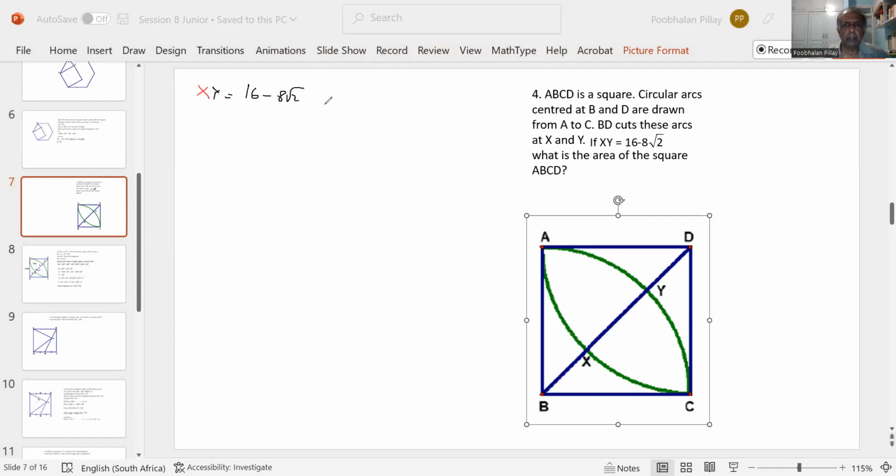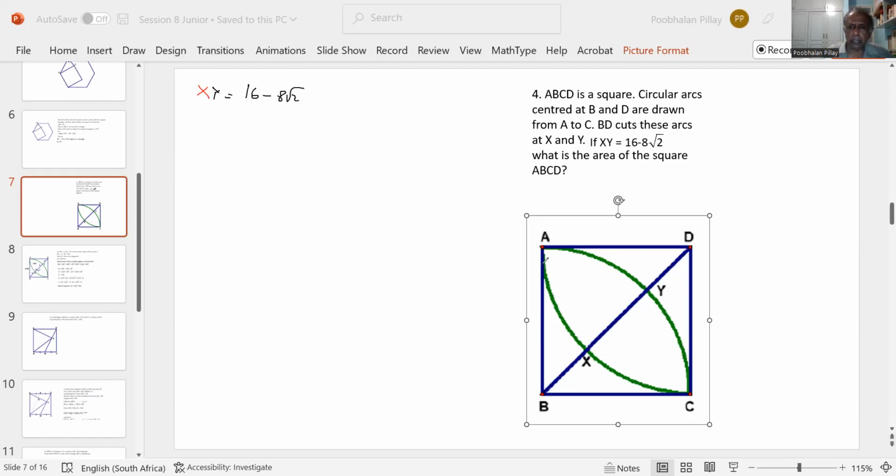Rather funny looking number, but whatever. Okay, now they ask, what is the area of the square ABCD? To find the area of the square, you need to know the side of the square. So you need to calculate AB or BC or any of the 4 sides. Once you know that, you simply square it, and that will be the area. So we need to know what AB is.